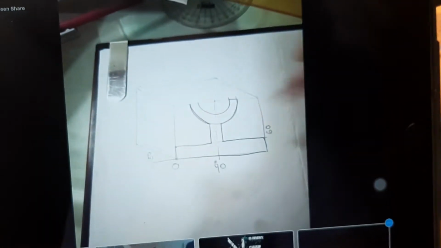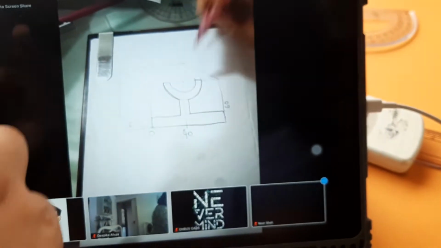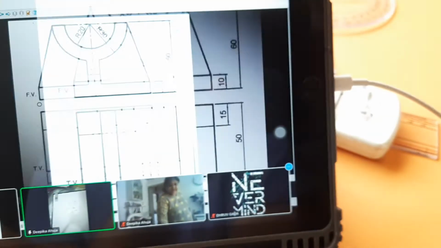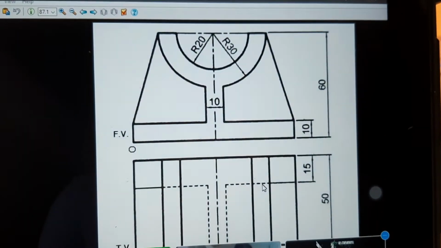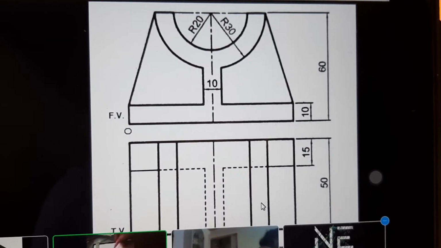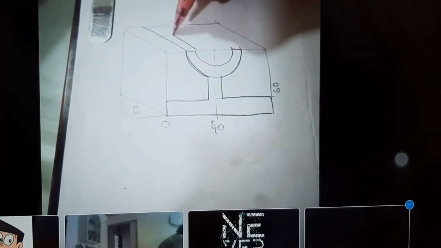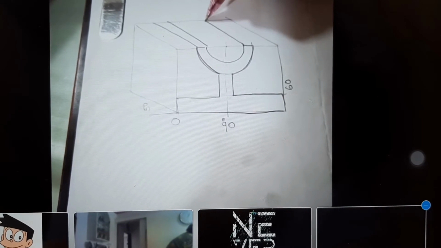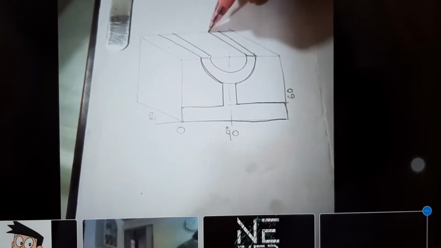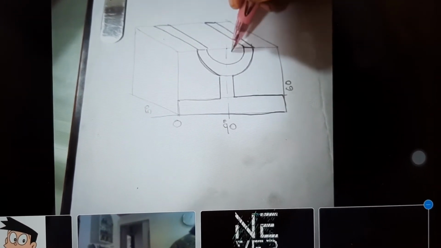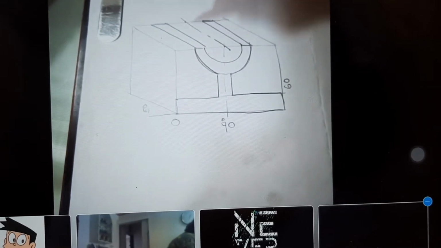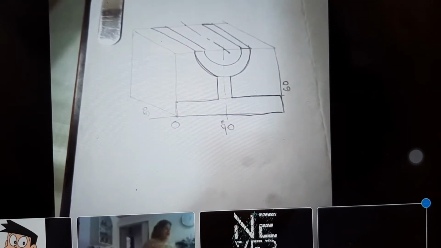So this is the front part. Now in this top view, see here, you all can see this is the rectangle. This is the rectangle. So these rectangles, just take these lines behind by 30 degree, 30 degree, 30 degree, 30 degree. All the lines behind. And then join. And here, got this part?